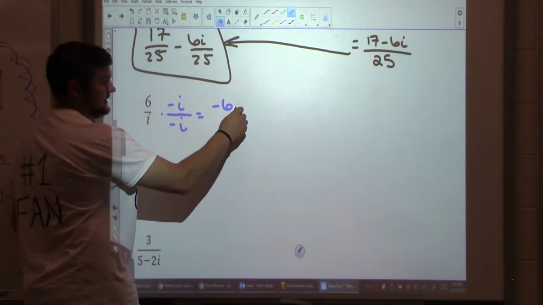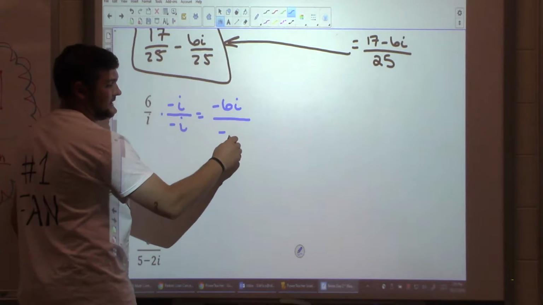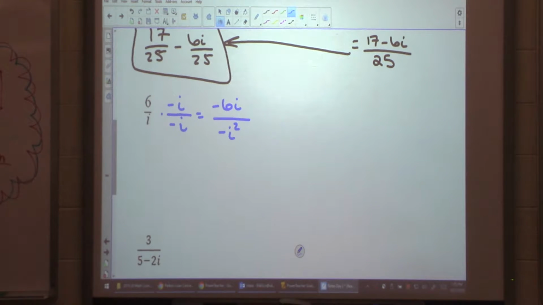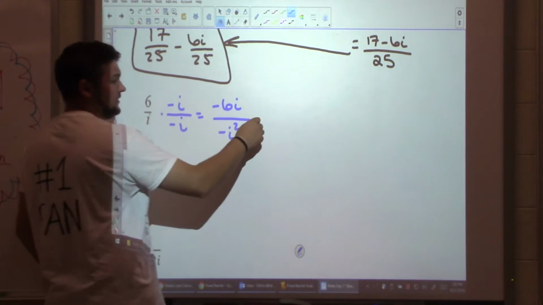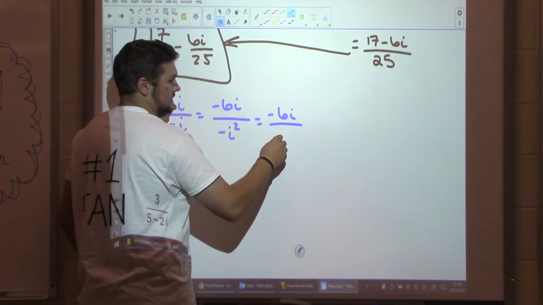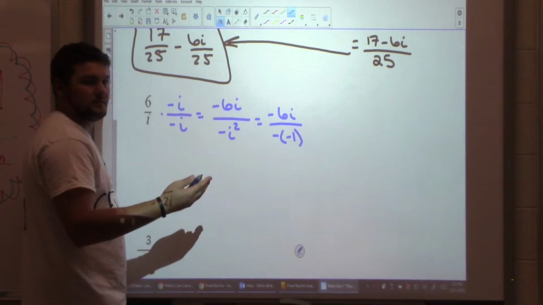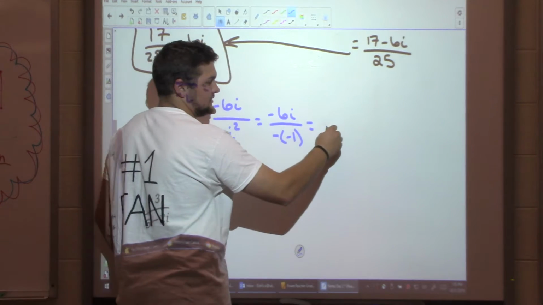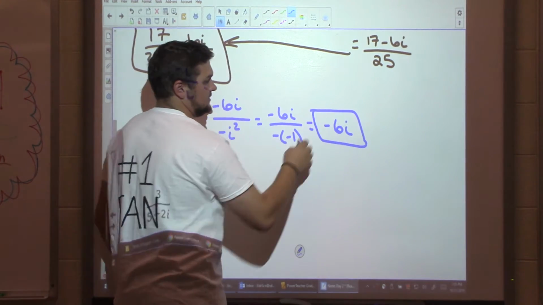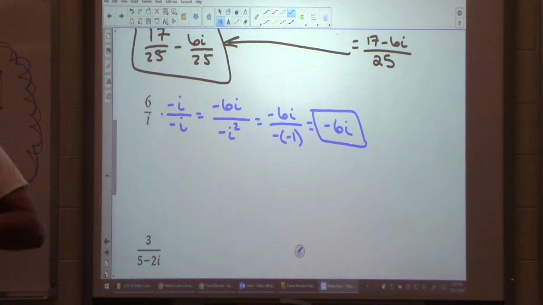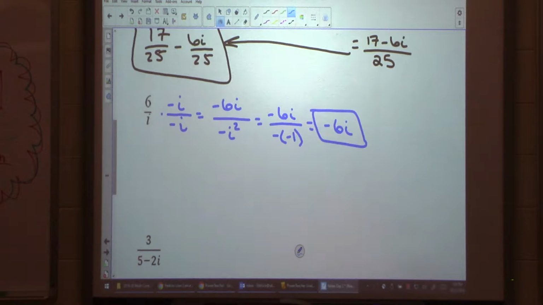So on top I get negative 6i. On bottom I get negative i squared. Well, i squared turns into what again? Negative 1. Negative 6i over negative 1, which would be positive 1, so just negative 6i. If you want to put it as negative 6i over 1, I'm perfectly okay with that as well. If you want to do 0 minus 6i, I'm okay with that as well. If you want to do 0 over 1 minus 6i over 1, that's fine as well. Any of those work, okay?